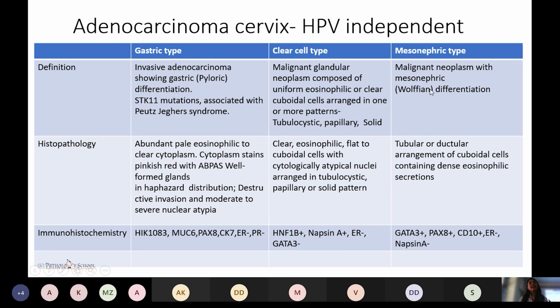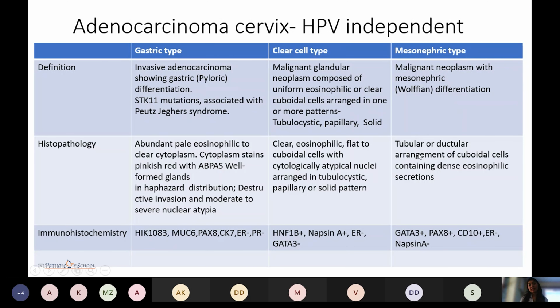Mesonephric type, again, this has a Wolffian differentiation. So basically, the glands will be lined by cuboidal type of epithelium, and they will contain eosinophilic secretions, just like the ones that we see in BPH. Those eosinophilic secretions will be present in the mesonephric type, and the most common marker for mesonephric type is GATA3.